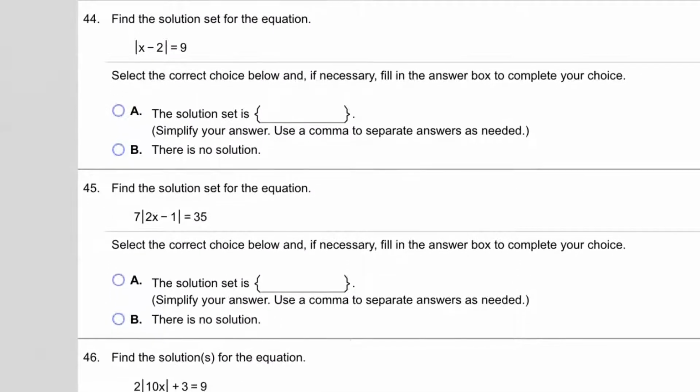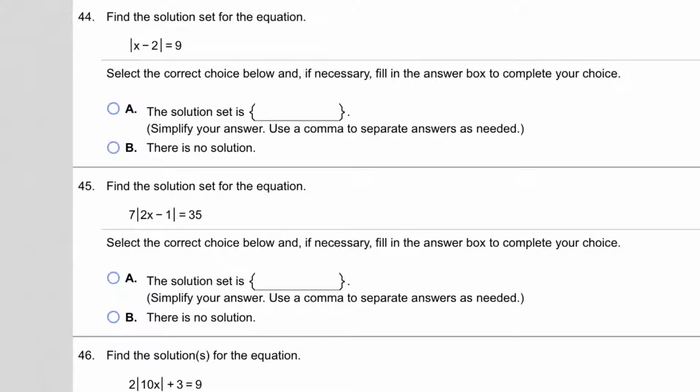Okay, number 44. We're in the home stretch here with our last two topics, which is absolute value and interval notation. So here's our absolute value. So remember, you're going to solve two equations. So here we're going to do x minus 2 equals 9, the positive version and the negative version. Okay, so plus 2 is 11, and plus 2 here is negative 7.